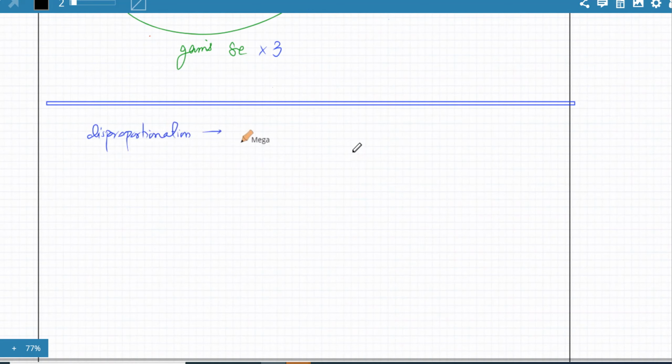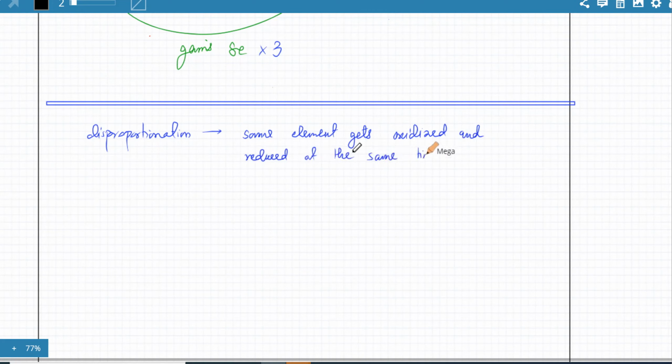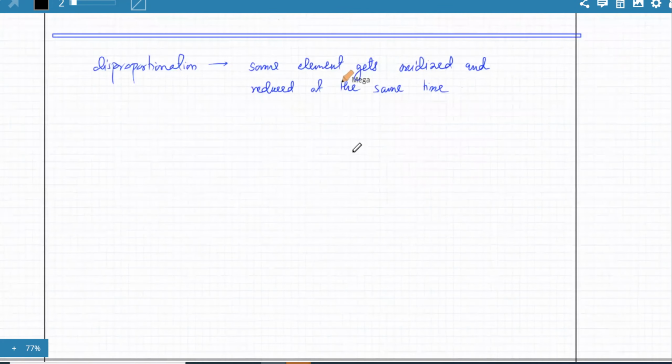So this is a reaction where the same element gets oxidized and reduced, so the same element gets oxidized and reduced at the same time. So that's what a disproportionation reaction is. So I'm going to talk about one such disproportionation reaction.